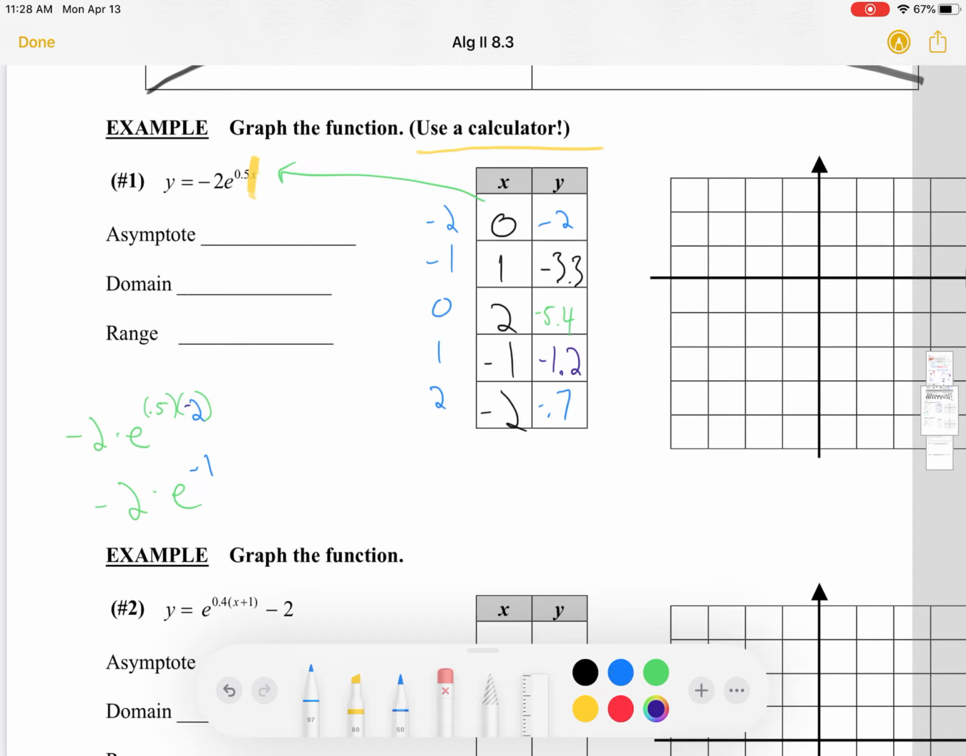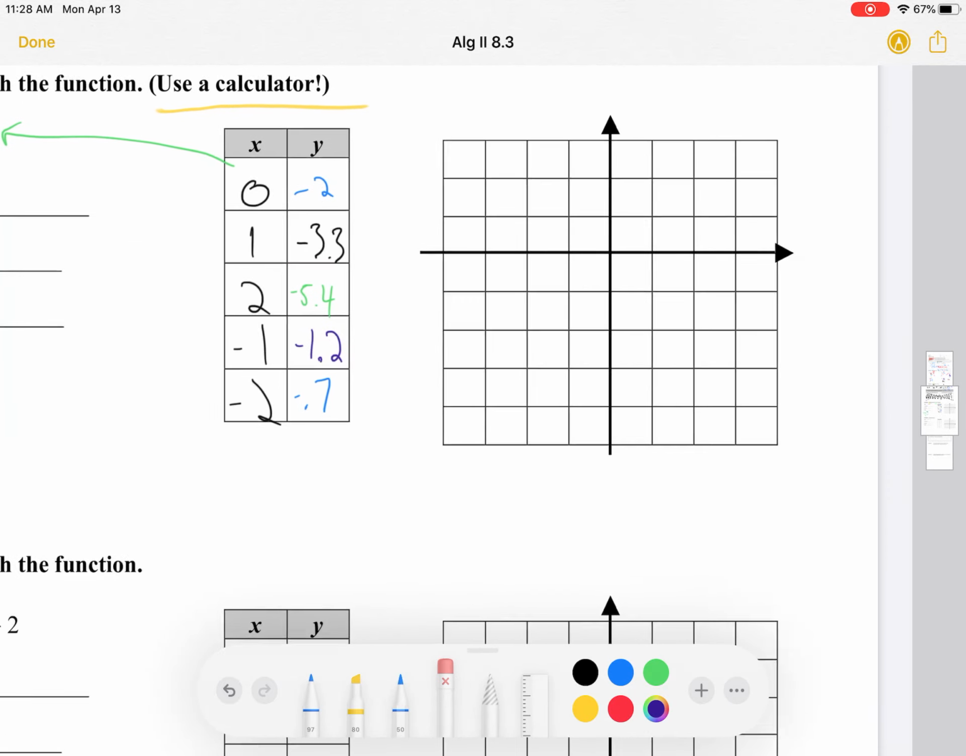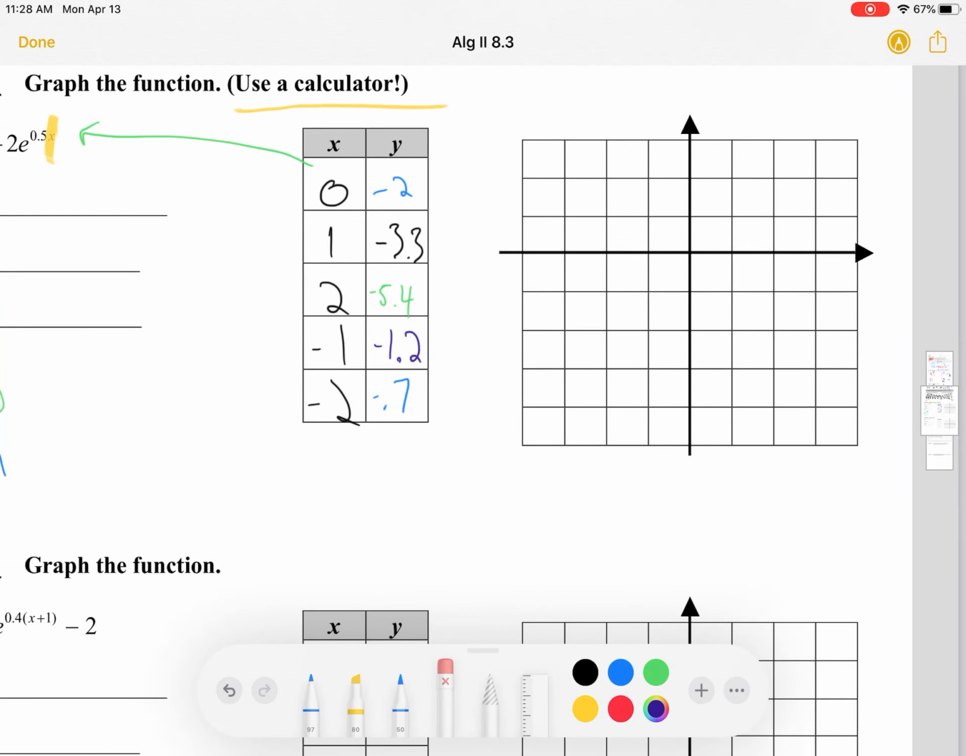Okay, now we just need to graph this. I'm going to erase these numbers on the side just so that no one's confused anymore. Okay, x is 0, y is negative 2. 0, negative 2 is right there, over 0, down 2. 1, negative 3.3, right 1, down 1, 2, 3.3. Over 2, down 5.4, 1, 2, 3, 4, 5, and it just goes a little bit off.